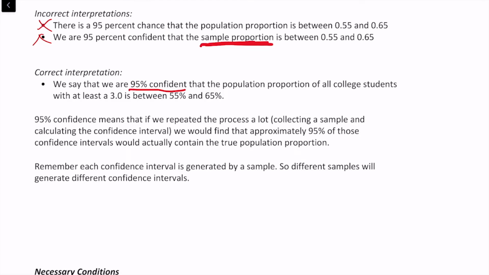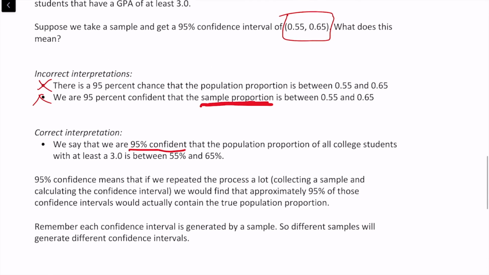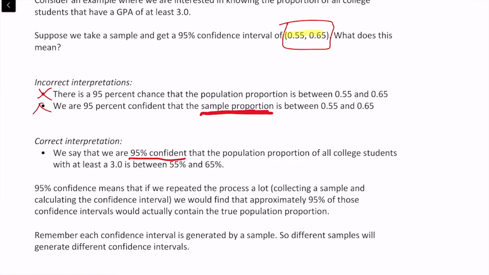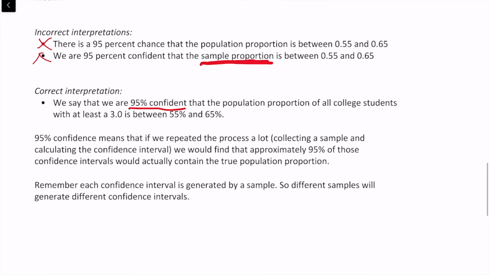If we repeated this process a bunch of times, first of all, what's going to happen is that every time we get a different sample, we're going to get a different confidence interval. It's very important to understand. Every time we get a different sample, we're going to get a different confidence interval. But what the 95% confidence means is that if we did that a bunch, we got all these different confidence intervals, we would find that approximately 95% of all of those confidence intervals generated from different samples would actually contain that true population proportion.